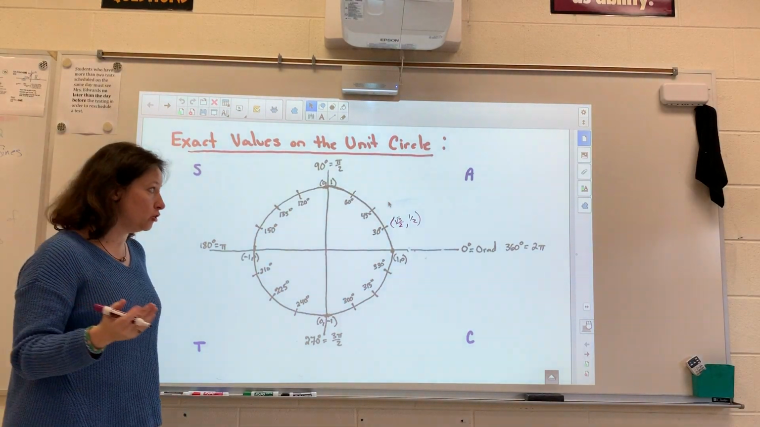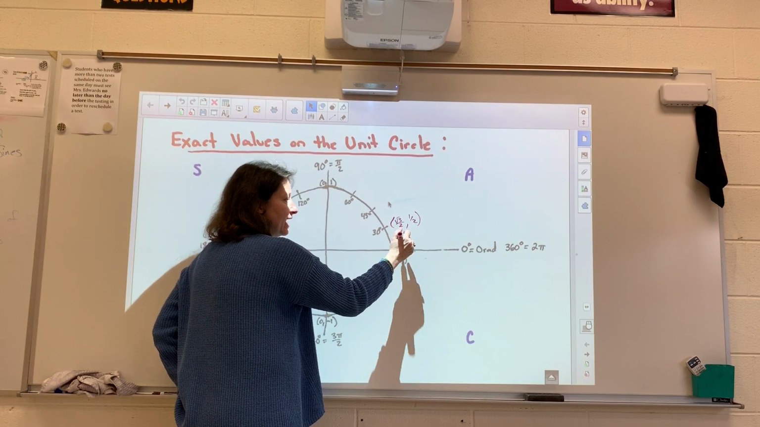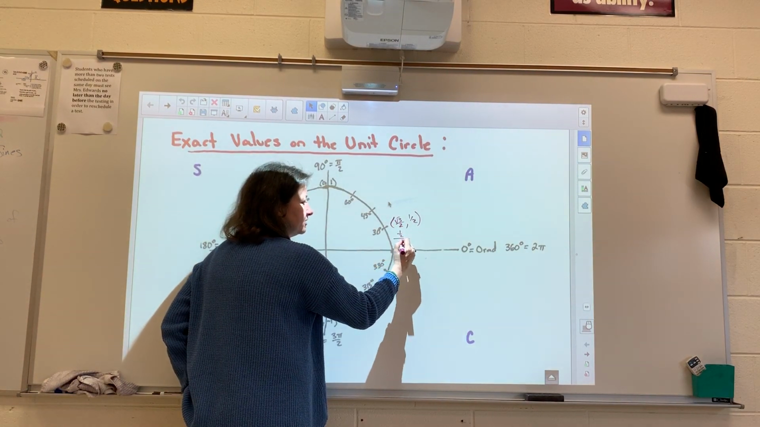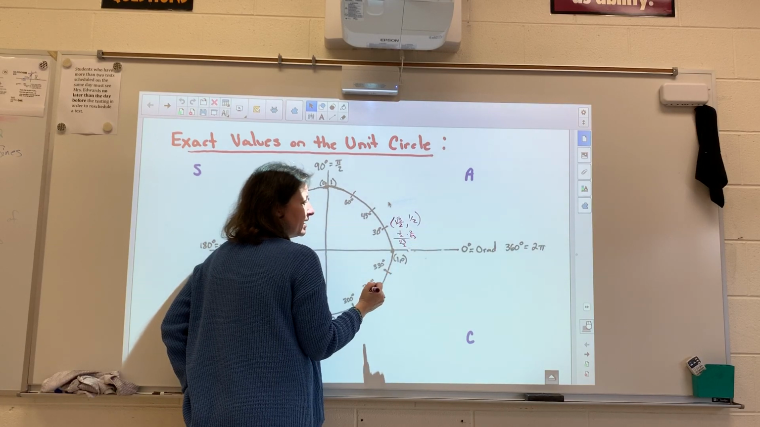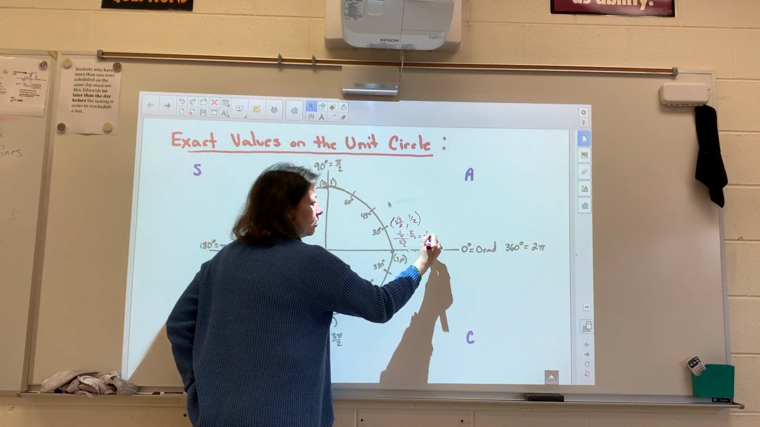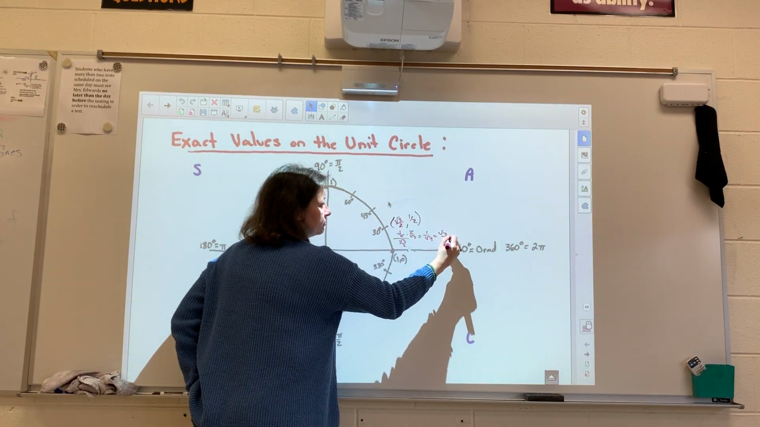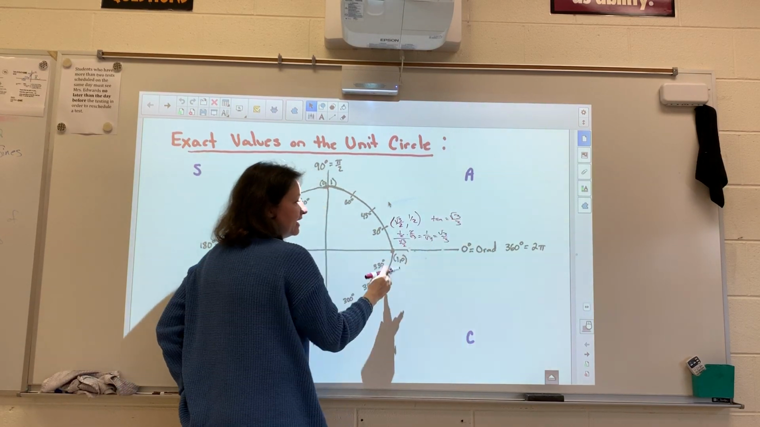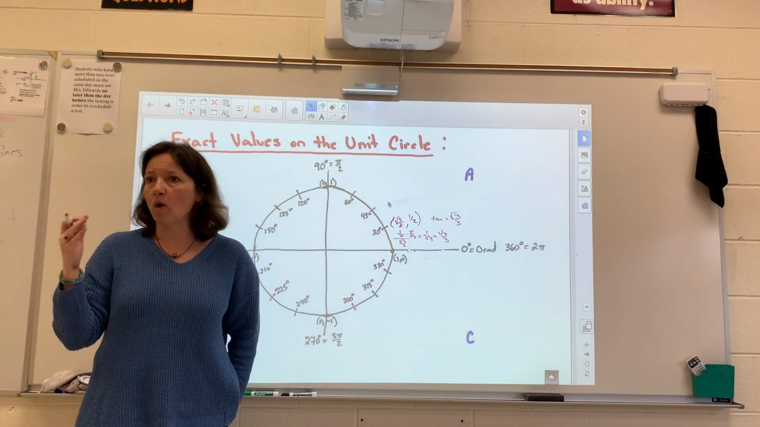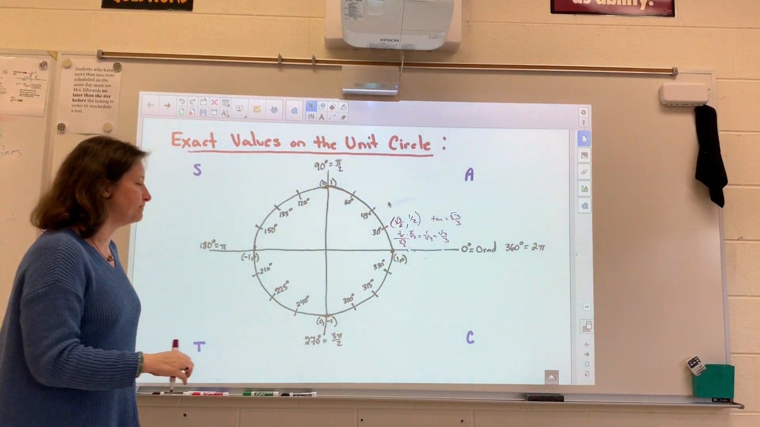I would do y divided by x. So I would do 1/2 divided by root 3 over 2, multiplied by the reciprocal, 1 over root 3, equals root 3 over 3. So for those who've memorized tangent, you already knew that. If you forget it, you can always do y divided by x, sine divided by cosine.